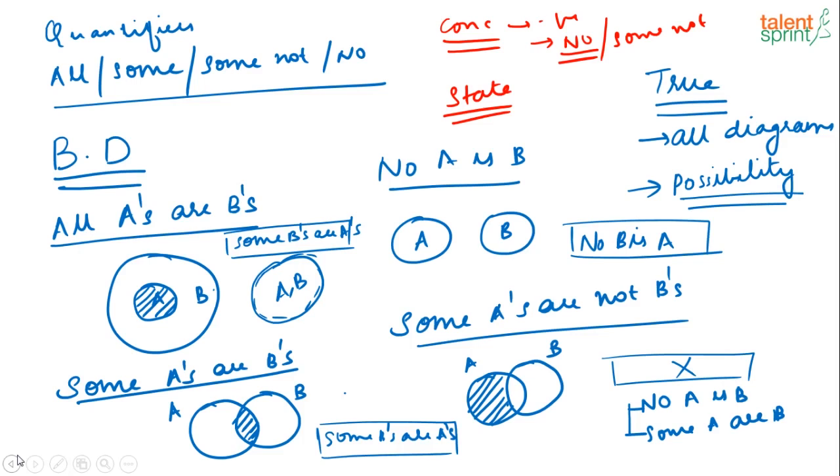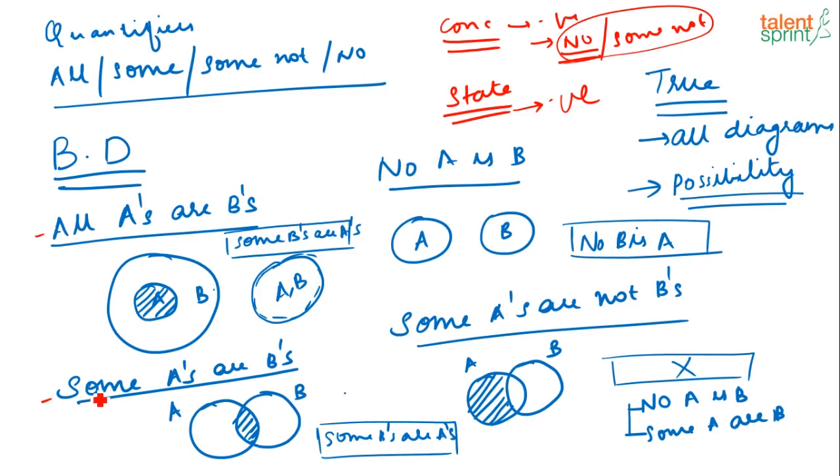So first in the conclusion, look if you have any negative quantifiers, that is, if you have no or some not. Then look at the options. What we should understand is that if you have to get a conclusion like no or some not, then in the statements there should definitely be a negative quantifier, only then will you get this. If the statements are all A's are B's and some A's are B's, and these are the two statements given, with these two statements can I get a negative conclusion? No, I cannot. Can I get no A is B? I cannot get it.